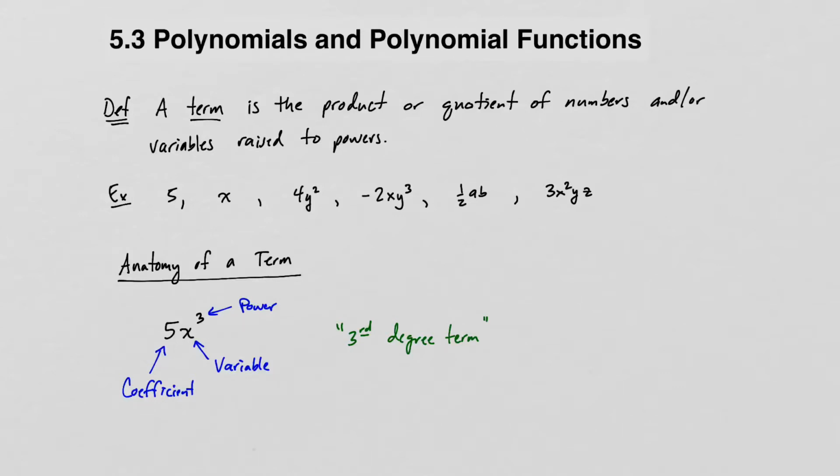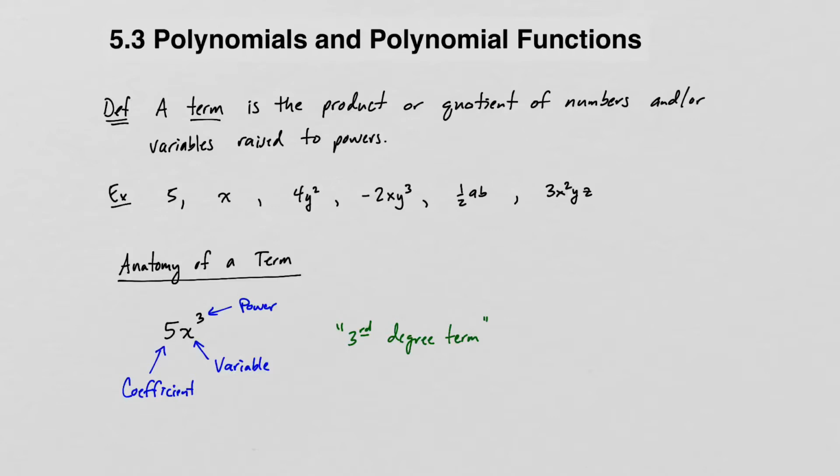And the basic anatomy of a term is that you have some number called the coefficient multiplied by some variable, often x, but not always x, and then raised to some power. And this power here is the degree of the term, and so this is what we would call a third degree term.